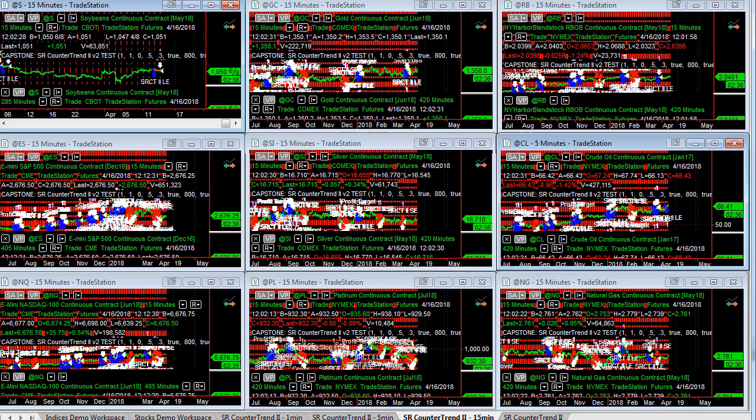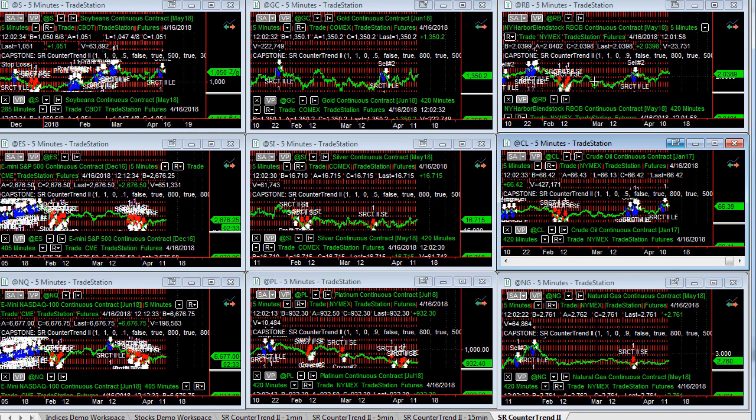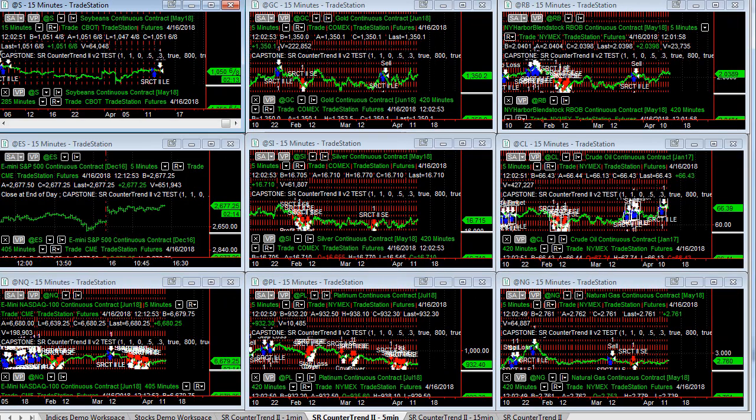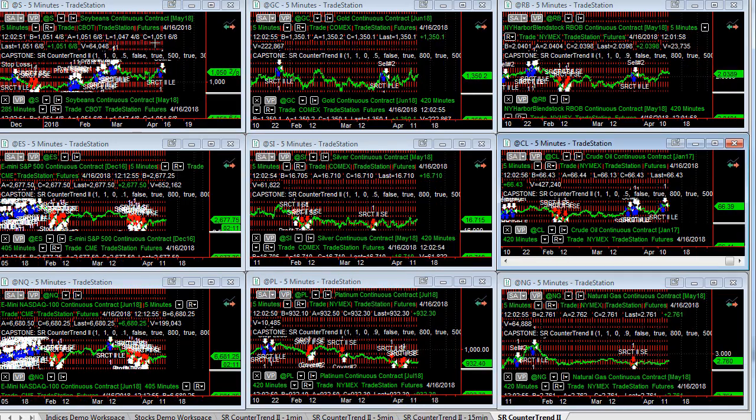And then you trade the original SR CounterTrend 2, which is all the same 9 markets with a slight variation in parameters. And so that is 9 different markets trading 4 contracts on each with slight variations. The first 3 are just based on time interval, while the last variation is just based on some parameter differences, but most parameters are still the same. And so that's 36 different variations.